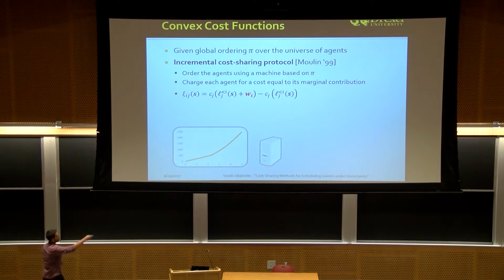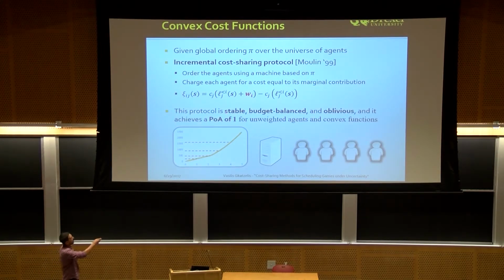The way to think about it, if you have this cost function, you have a set of players, you treat them as if they're arriving in the order of pi. First one pays this cost. The second one pays the difference between these two costs. The third one pays the difference between the marginal contribution, how much they're contributing in that specific order.